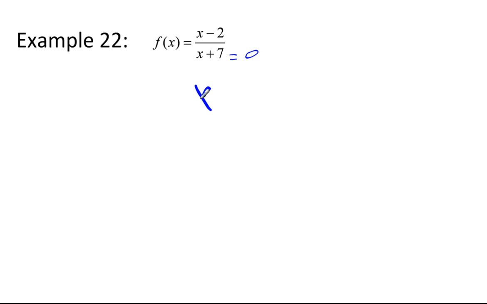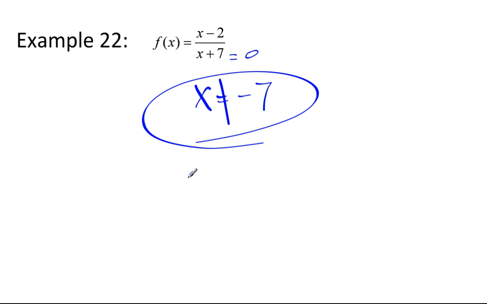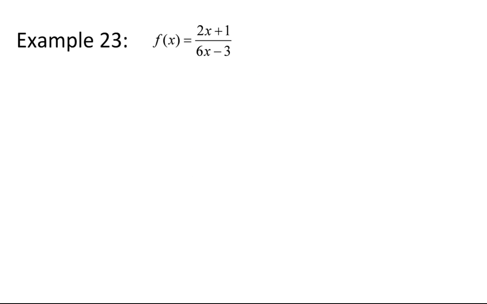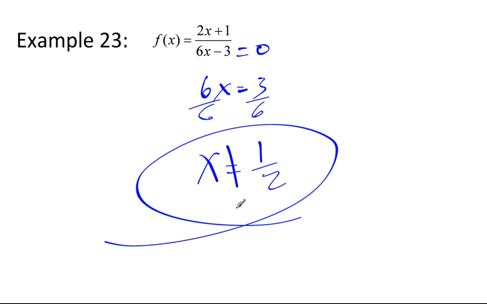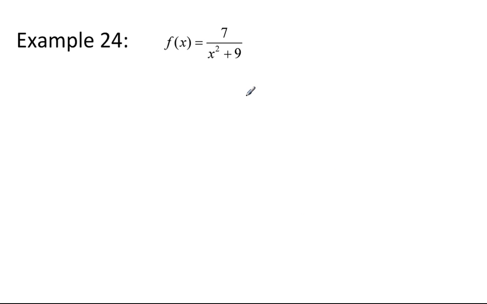Put that equal to 0, so x is going to equal negative 7. So our domain is going to be anything but negative 7. Simple, easy. Same things we've been doing. Let's add our 3 to the other side, get 6x equals 3, divide by 6. So x equals 1/2. So that's the one number that we cannot have. So it's the same thing you're doing for the asymptote, only now you put the little slash there and say, hey, we can't have that number.